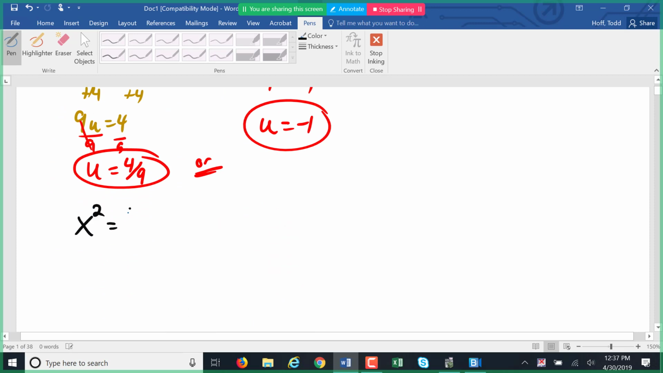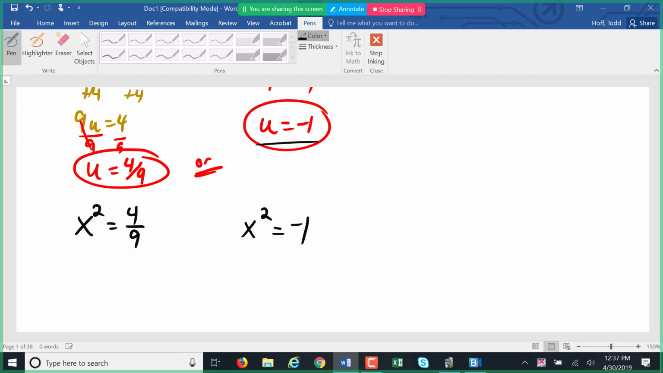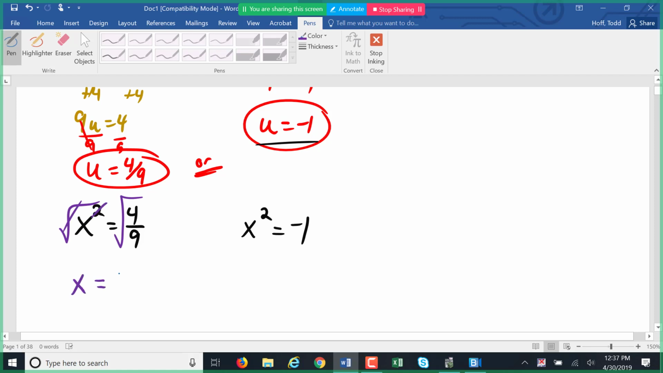So x squared equals 4 over 9. And x squared equals negative 1. To solve each of those, to solve for x, we have to take the square root. So the square root and the squared cancel out, giving us x is equal to, the square root of 4 is 2, the square root of 9 is 3, and of course there's a positive or a negative answer, so positive or negative 2/3 is 2 solutions actually.